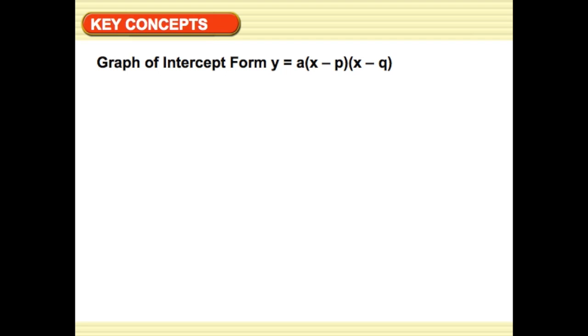The next set of key concepts is to graph the intercept form. This is again another new form of a quadratic function. The x-intercepts in this particular form are p and q, not p plus q, but p and q, which is useful information. The axis of symmetry is halfway between the points (p, 0) and (q, 0).